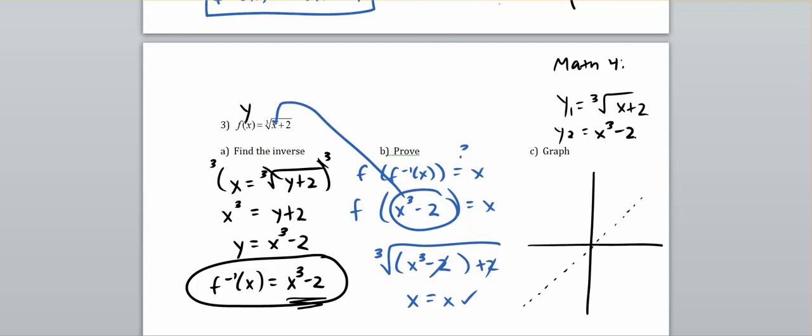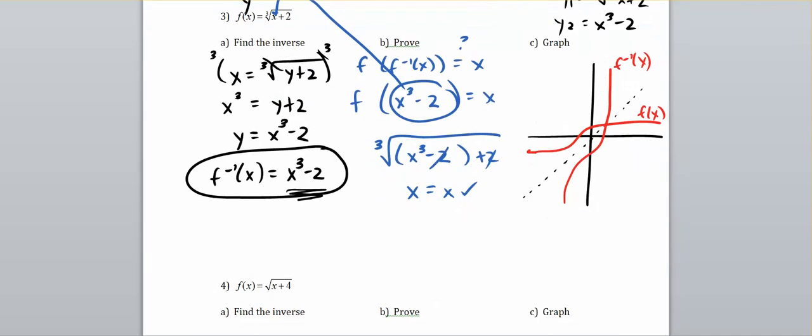Excuse me, x cubed minus 2. So x raised to the third minus 2. All right. So my original graph, I guess I'll do these in red. My original graph looks like this. And then my inverse graph looks like this. Okay. So what you want to do again is make sure you're labeling f of x and f inverse of x. Okay. So I've proved that they're inverses algebraically, I've proved it graphically, and I found them algebraically.